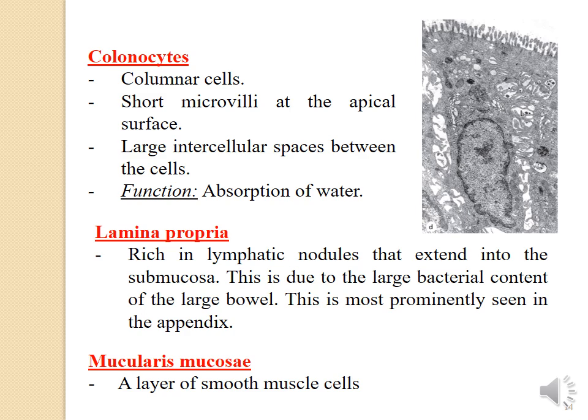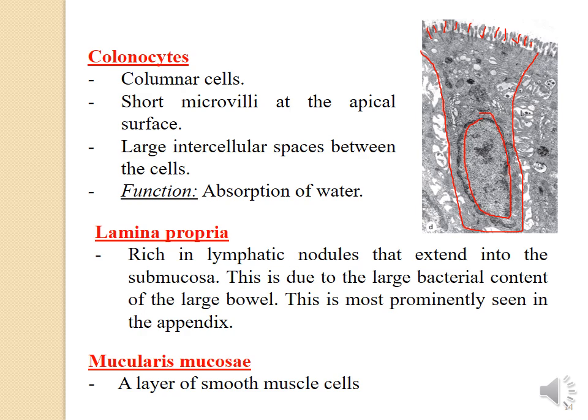Colonocytes, the special cells of the large intestine, these are columnar cells. So since we say columnar, this means that they have oval nucleus situated in the lower part of the cell. They have short microvilli at the apical surface. So here is the columnar cell, and this is the nucleus. These are the microvilli in the apical part of the cell. Now, the microvilli here are short and dispersed, so they are not numerous, not closely packed with each other like in the small intestine, so there is no brush border here.